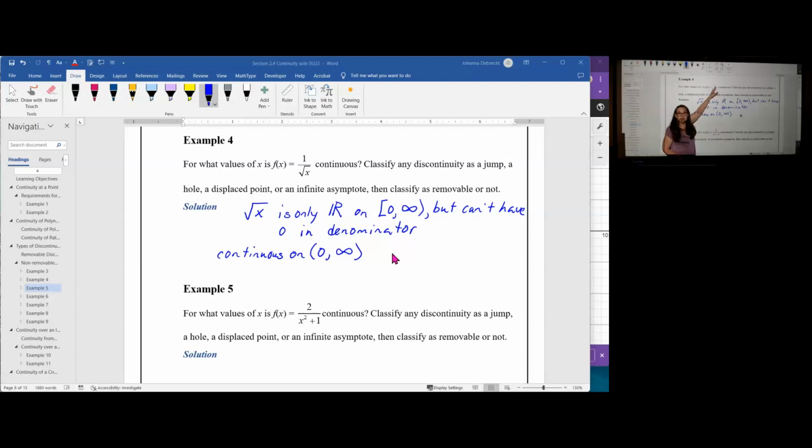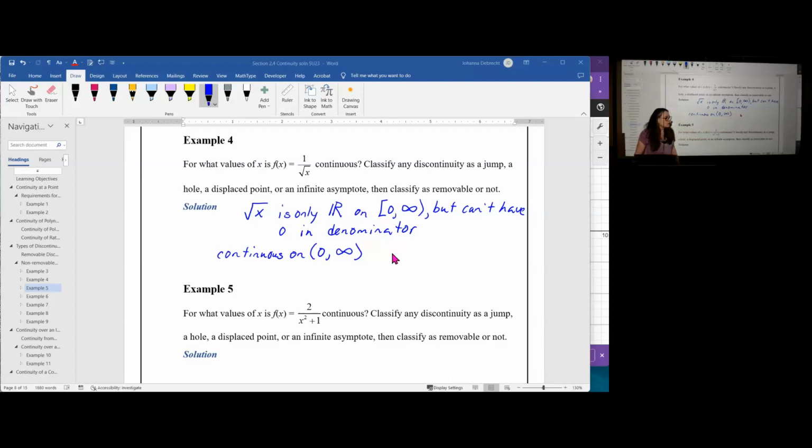But because it's not defined on the left side, I don't need to worry about the two-sided limit. The two-sided limit does not exist because the function is not real on the left side of 0. Also, the function value at 0 does not exist. So it will fail all 3 conditions of continuity at 0. Therefore, it's continuous on its domain, which is 0 to infinity.